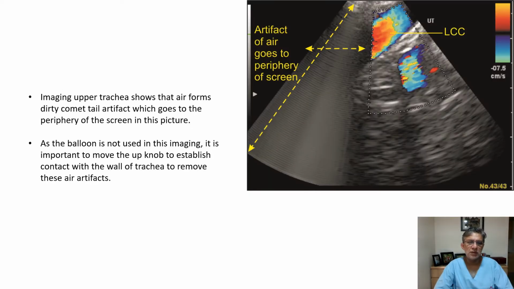This image shows from the upper trachea that air forms a dirty comet tail artifact which goes to the periphery of the screen. As the balloon is not used in this imaging, it is important to move the knob in the up direction so that you can establish contact with the wall of the trachea to remove the artifact.